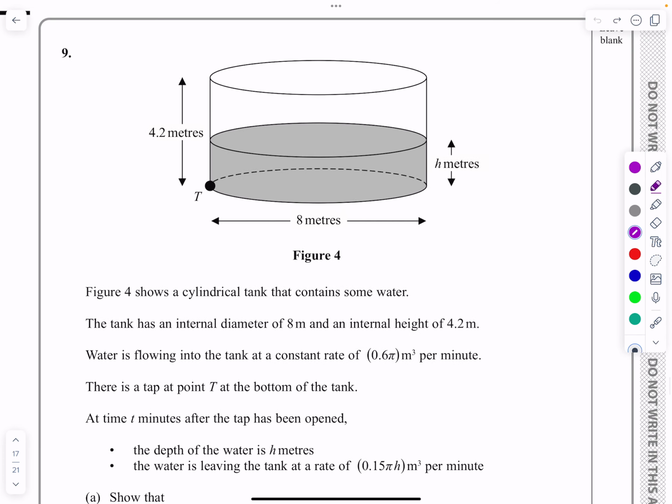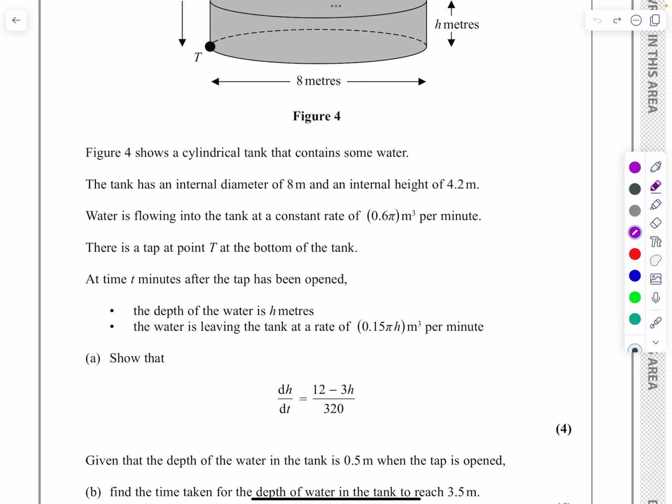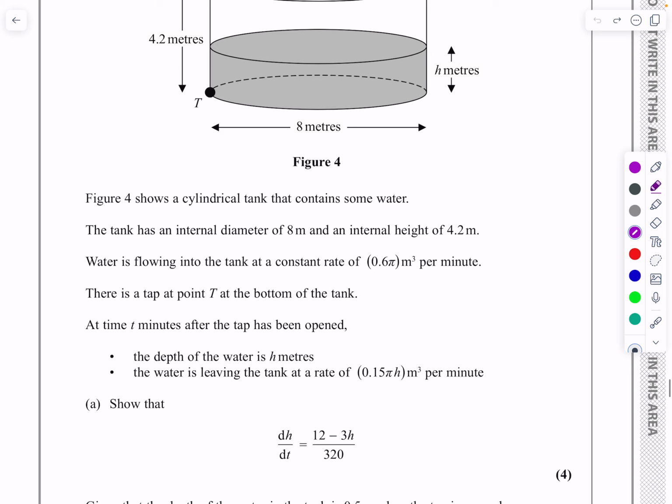We've got the diagram up here, and then most of the information down here relates to the actual size of the diagram. So we know the height of the cylinder is 4.2, the radius is 8. We know that for the water, the height is equal to h. And it says we've got water flowing into the tank at a constant rate of 0.6 pi meters cubed per minute. So in my mind, don't necessarily write that down, but I think that's a dV by dt. How come? Well, that's volume and that's time there. So the units can quite often help us. So I've got dV by dt of 0.6 pi.